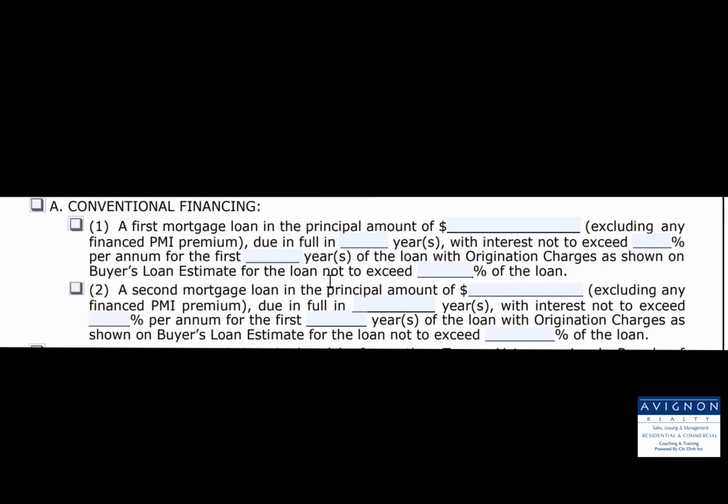And as a buyer's agent, you would need to work with the buyer's loan officer to get this information. And I highly recommend, especially when you're working with a buyer, that you get the buyer approved for financing before you take them and show them properties. So you would have this information. If they're getting a second mortgage, you want to complete this.